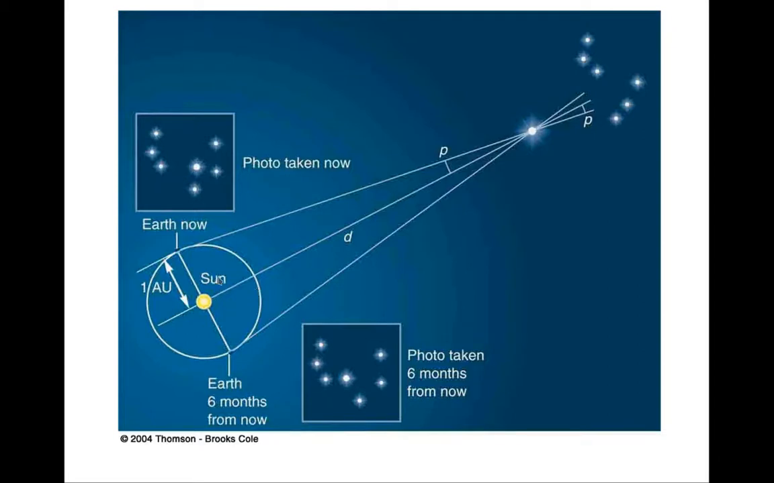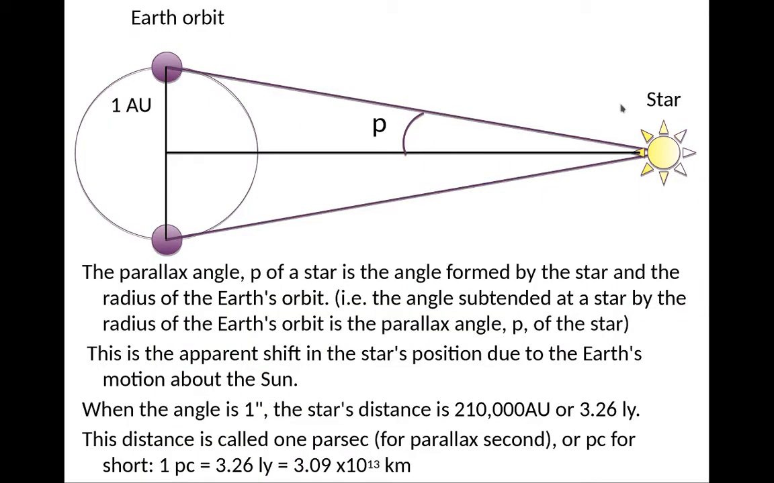If you look at this image right here, there's a star now, and the star 6 months from now. Look at this, it moves slightly relative to the more distant background stars, which barely shift. The parallax angle P of a star is the angle formed by the star and the radius of the Earth's orbit. This apparent shift in star position is due to the Earth's motion around the sun.